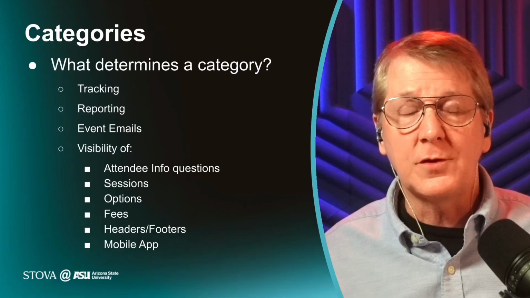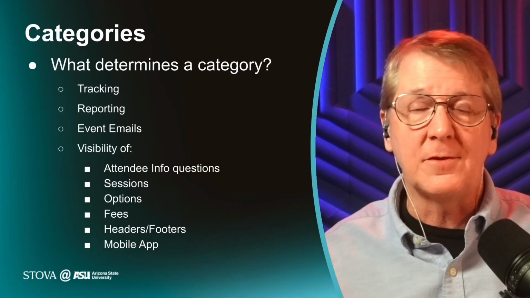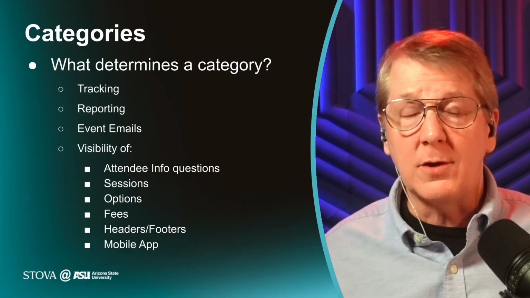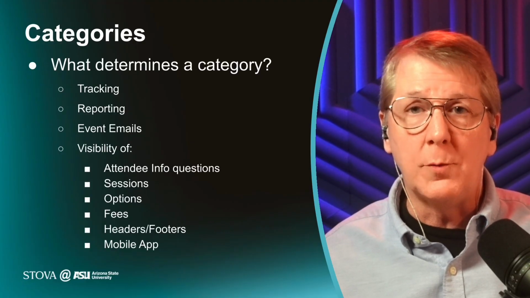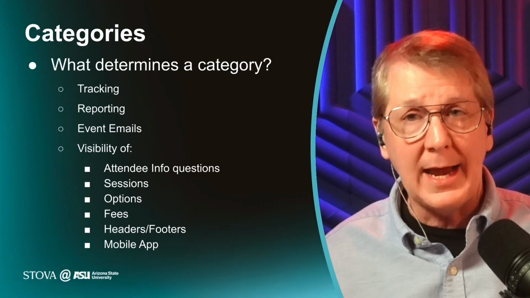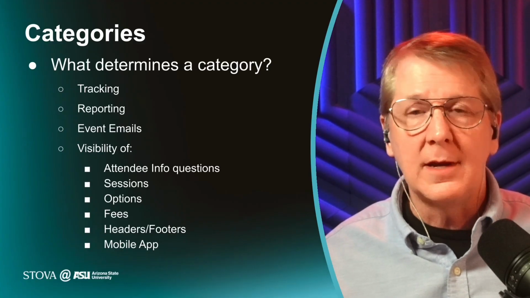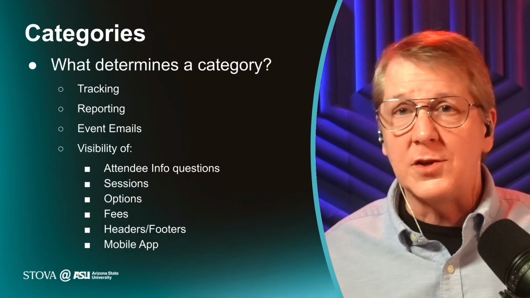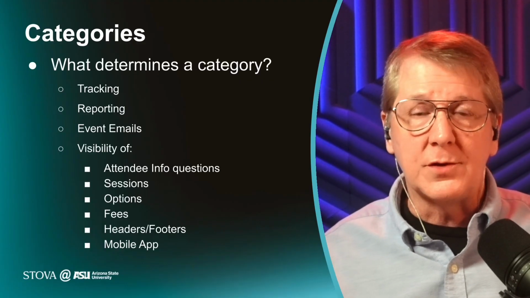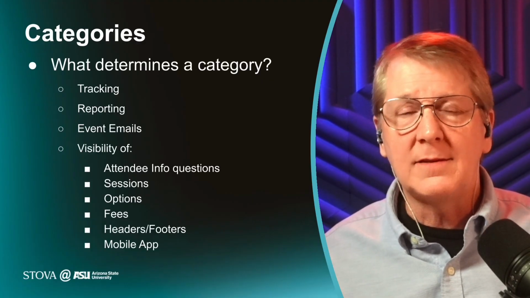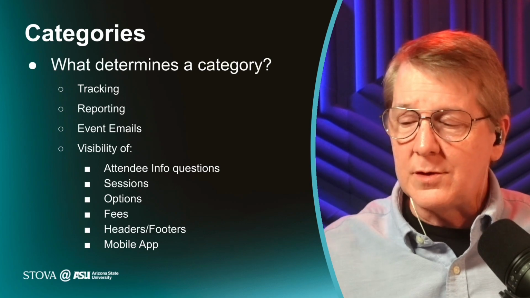Once they answer that first question, you can display different messages based on that category. And if you're ever considering using the Stova mobile app, which is a premium add-on feature, we can also use categories to control a lot of the information that syncs from your registration site into the mobile app. So keep those kinds of things in mind as you start to design your site.